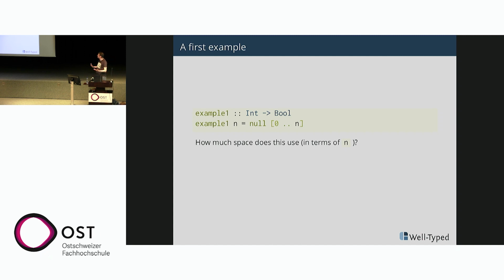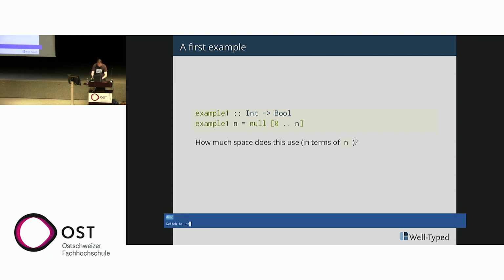Right? And now we can parameterize that over n. Basically, if I'm asking how much space this uses in terms of n, that is of course an ill-defined question, because as long as I'm not running this function, nothing happens, right? But let's assume I would type in example 1000 on GHCi and hit return, or let's assume I write a little main program, which I actually have.